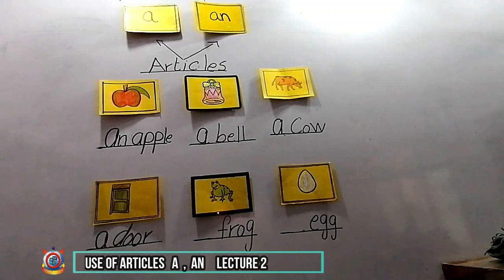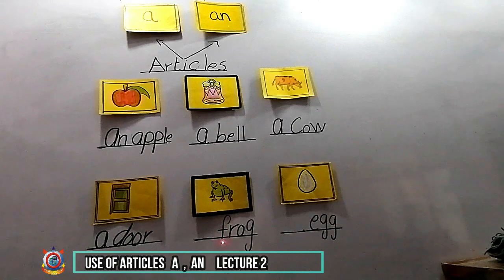Now move to the next picture. What is this? Green, green, green. Did you see what is this? This is frog. What is this? Frog. Yes. And what is the starting letter? The starting letter is F.